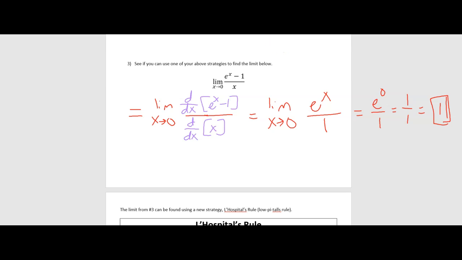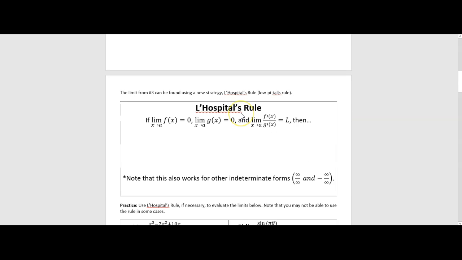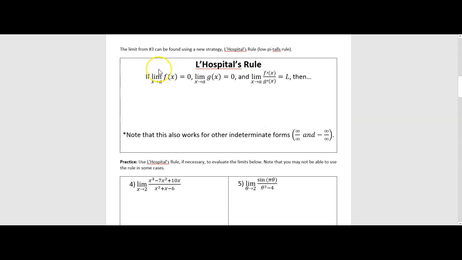But let's go over a formal definition. It looks pretty straightforward, but let's make sure we have all the conditions and whatnot in place for this to occur. Okay, so the limit from number 3 can be found using a new strategy, L'Hopital's rule. And again, it's pronounced L'Hopital's, so there's no hospital thrown in there. So what has to be true is that if we're looking at the regular limit, the limit of the numerator and the limit of the denominator must approach 0. Again, that's just showing us that it's an indeterminate form.